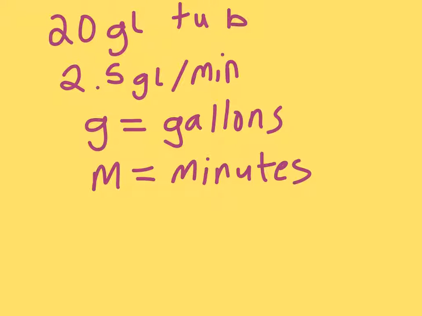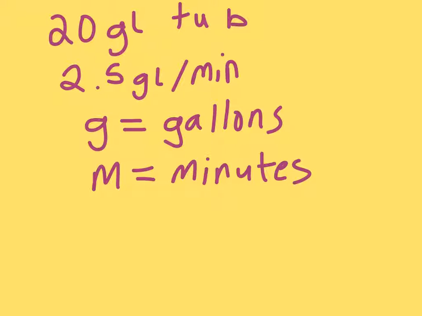Alright, here's the on your own number 2. In this problem, you have a 20-gallon bathtub, and it drains at a rate of 2.5 gallons a minute. Okay? The number of gallons, G, remaining is a function of the number of minutes, M. Your job is to graph the function and then tell whether or not it's discrete or continuous. Pause the video, get a graph paper or draw a graph and see what you come up with.